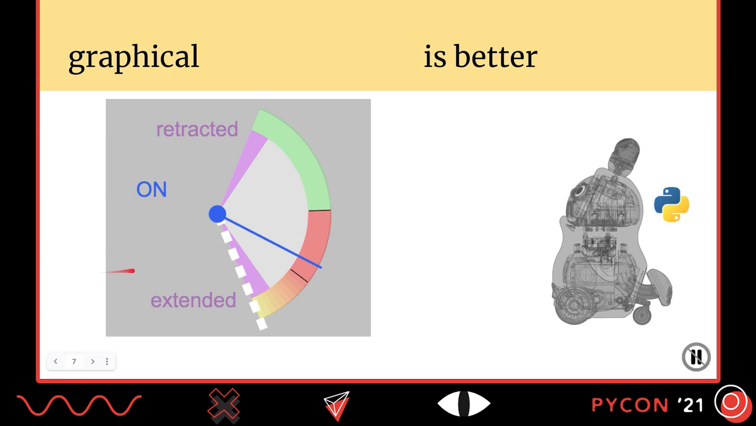Now let's consider something more graphical. So this is our leg visualization and it includes a lot of the same information I had in the print function. So here's the output of the state machine, whether the servo is on or off. This white dotted line is the requested position of the leg, and the blue line is the feedback position coming from the servo.